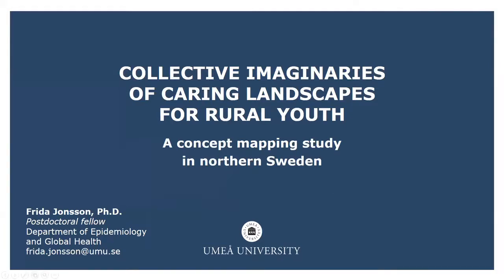Perfect. Okay, so I'm going to present a concept mapping study that me and my colleagues conducted in the northern part of Sweden, which is popularly known as Norrland, focusing specifically on the rural peripheries in that area, which are located more in the inland of northern Sweden. Here, our aim was to explore collective imaginaries of caring landscapes for rural youth.